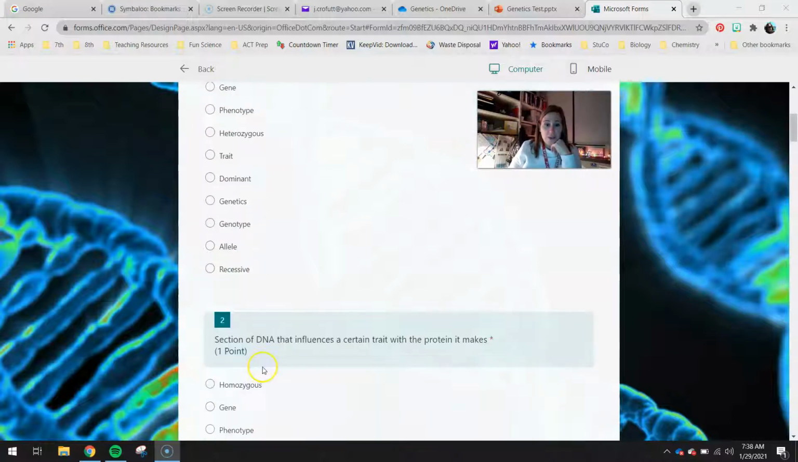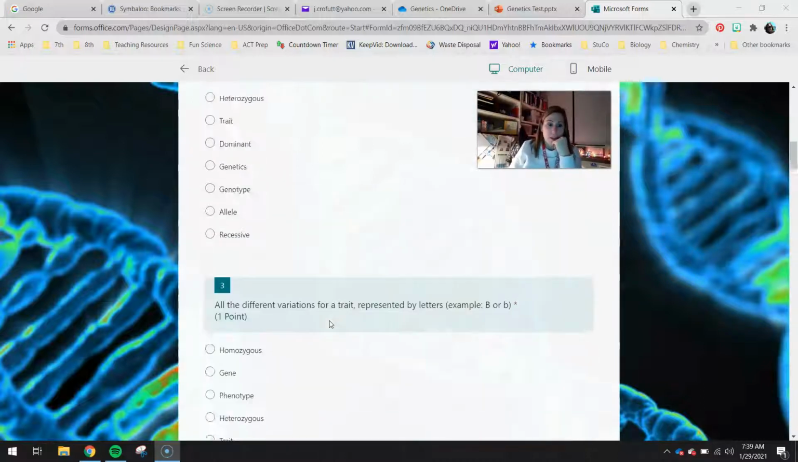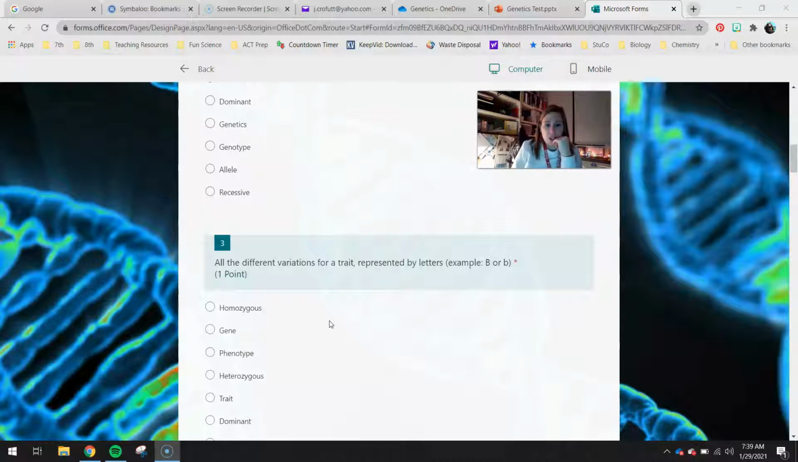Allele, and recessive, okay? Section of DNA that influences a certain trait, so it's just a little teeny tiny part of our DNA that makes a specific protein that influences a certain trait. Maybe it makes the melanin that colors our skin, okay? All the different variations for a trait represented by letters, so maybe we use a big B or a little b or a big C or a little c, basically any letter that we choose to use to represent this thing, okay?